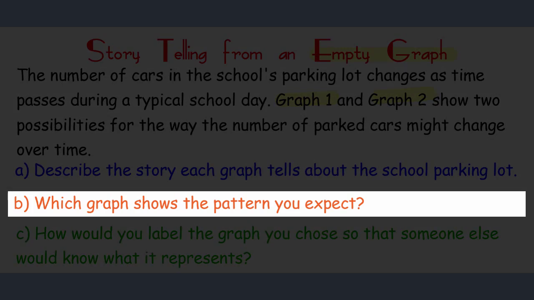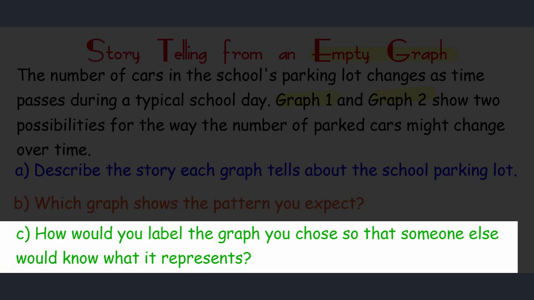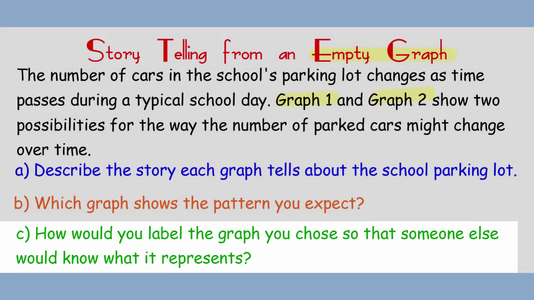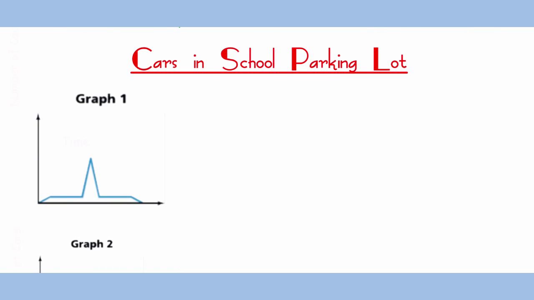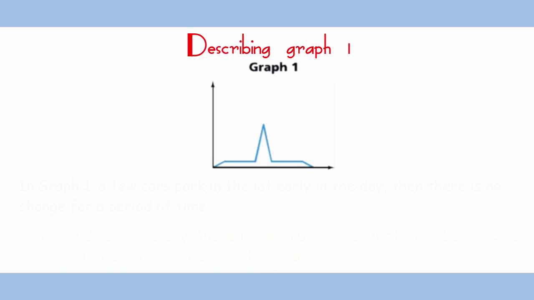B. Which graph shows the pattern you expect. C. How would you label the graph you chose so that someone else would know what it represents? Here are the two graphs, Graph 1 and Graph 2. Let's begin with Graph 1.